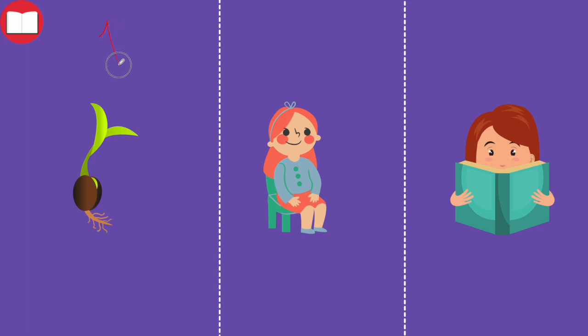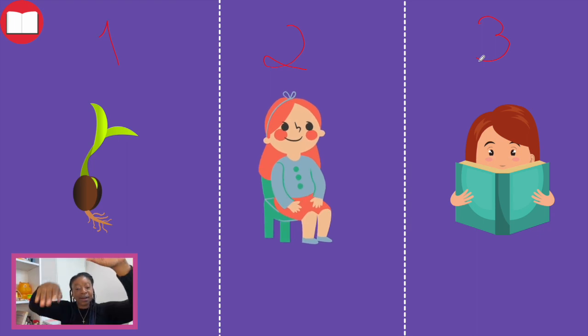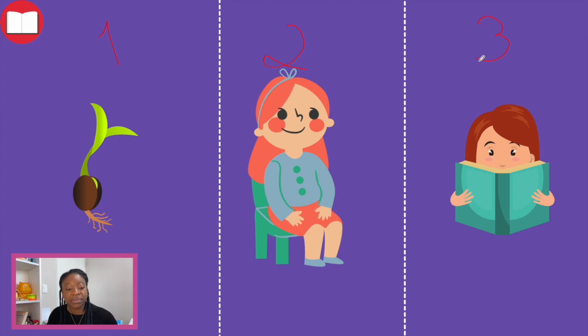Okay, which picture is different? Is it number 1, number 2, or number 3? 5, 4, 3, 2, 1. If you said number 2, you are correct. Number 1 is seed, and number 3 is read, but number 2 is sit.